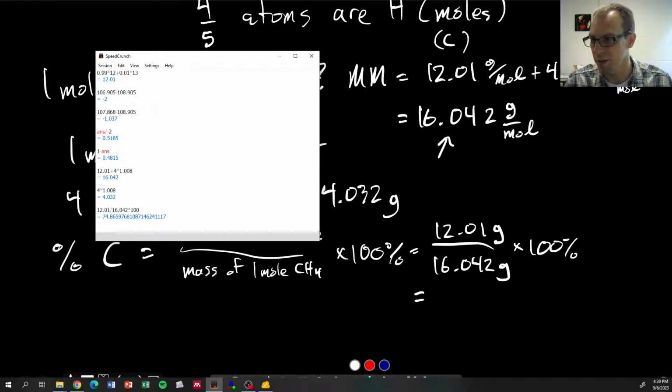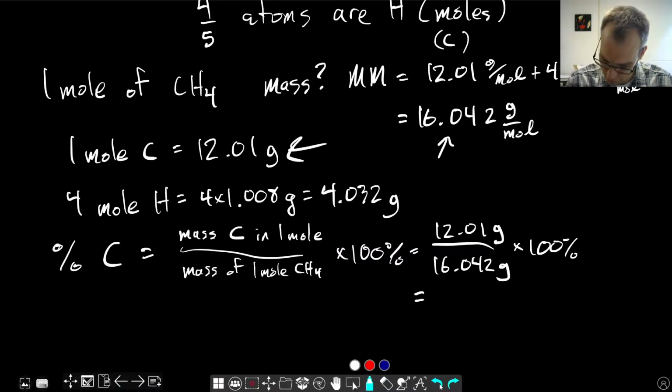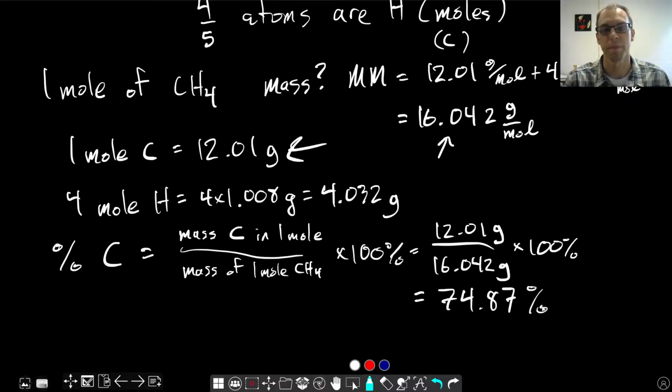Let's see how many sig figs. We should have 4 sig figs. 74.87%. So even though there's only one carbon atom in a molecule of methane, because it's so much heavier, it makes up the vast majority of the mass of methane.